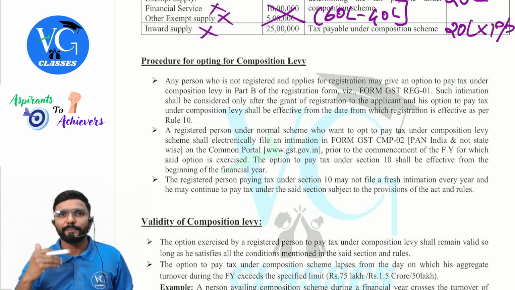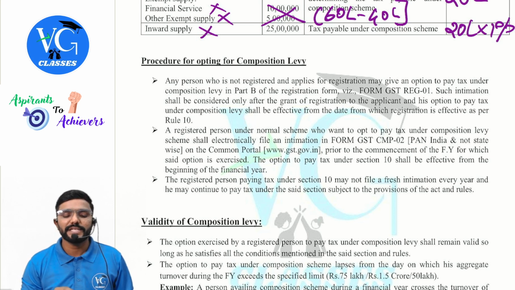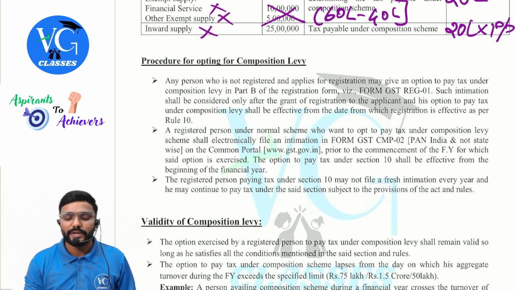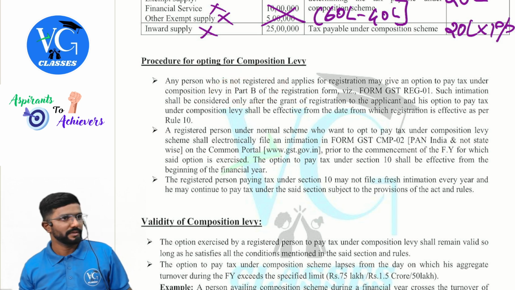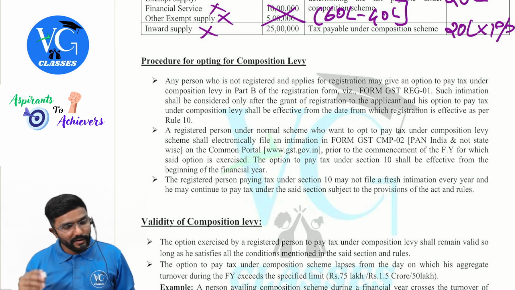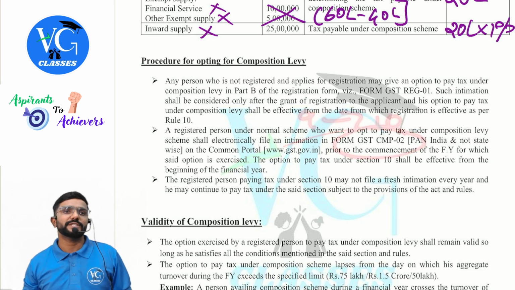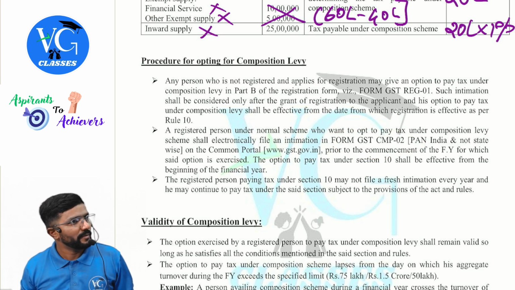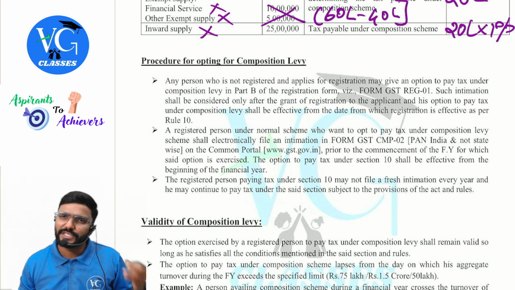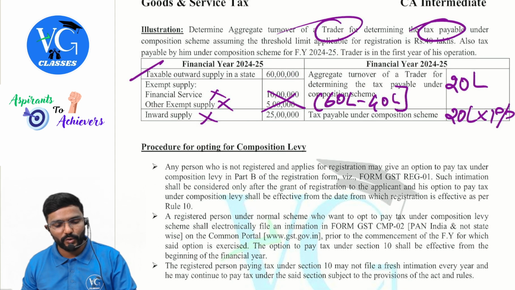Sir, I am applying for registration now. Straight away, I want to go for the composition scheme. In REG 01 itself, you choose in Part B, composition scheme. Clear? Yes, sir. Sir, I was already registered under section 9. Now I want to move to section 10. Inform in CMP 02. You need not take a separate registration, just intimate in CMP 02, guys. CMP stands for composition.